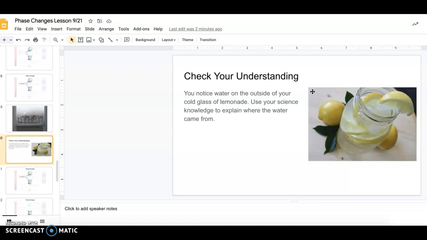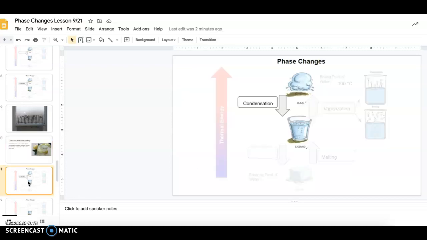What's happening is the water in the atmosphere, when it touches your glass, the glass is so cold that water goes from a vapor to a liquid. So that water is actually coming from the air around you. Super interesting. All right, condensation.